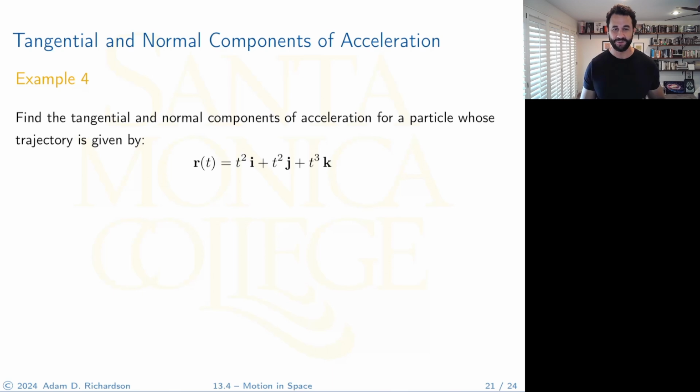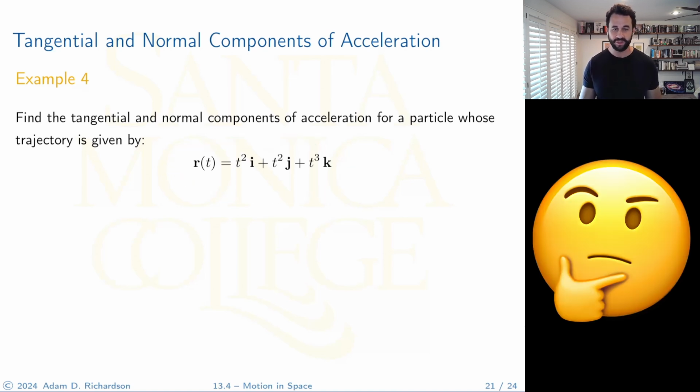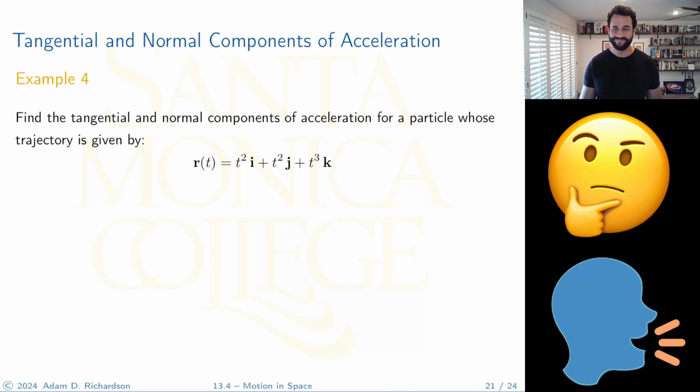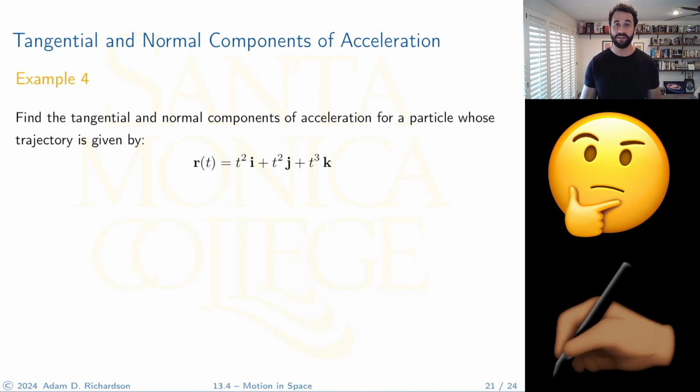All right, so here's one that I want you to try on your own. Find the tangential and normal components of acceleration for a particle whose trajectory is given by this vector function here. So think about it for a moment. How are you going to start it? Now say something out loud to yourself about how you're going to start it. Then try to compute it yourself, and we will do it together in just a moment.